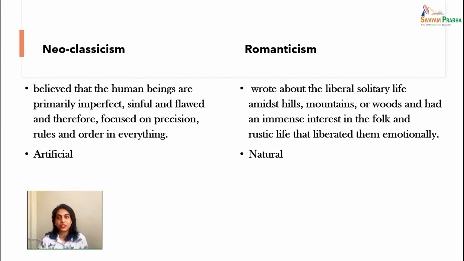The major writers of the neoclassical era were Alexander Pope, John Dryden, Jonathan Swift, Addison, Steele, and so many others. And the major Romantic writers we will discuss here shortly. Now, let us discuss how it started in the field of literature.